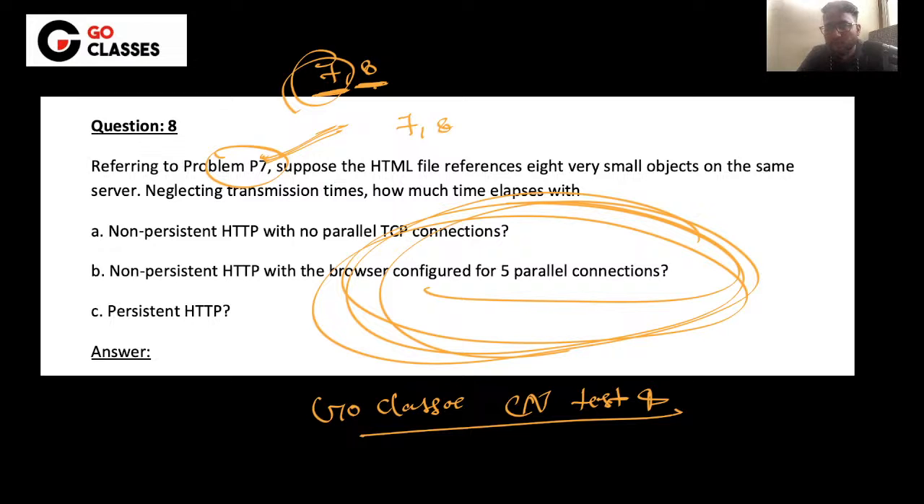So this is the URL of the university. Let me just put the URL. So this is the URL of the university, and from that URL they have taken this question. Maybe they have taken it from somewhere else, I don't know, but one part of it we have put in our GO Classes test series. Okay, so let's continue with this question, what they are saying.